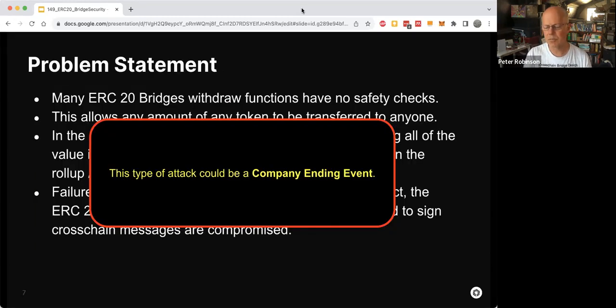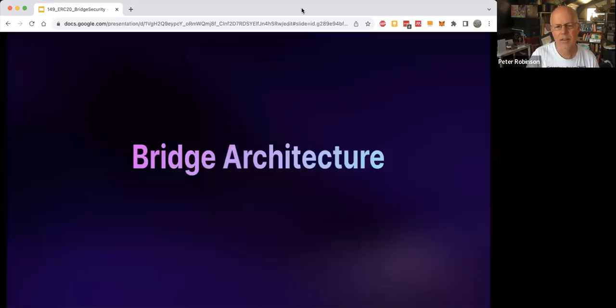The big thing to think about is that with this sort of attack, if your company loses $600 million, it could well be a company-ending event. Even if it doesn't take all the money of your company, it sure blows your credibility. So trying to work out how to prevent these sorts of attacks is really important.